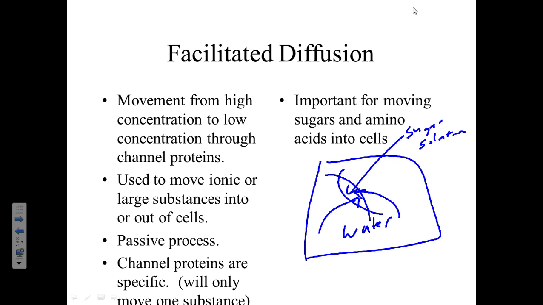The movement from high concentration to low concentration through those little protein channels, those little tunnels in your cells. Again, this is mostly how ionic things, charged things, and big things move passively in and out of a cell. Remember, passive means what? Use no energy.